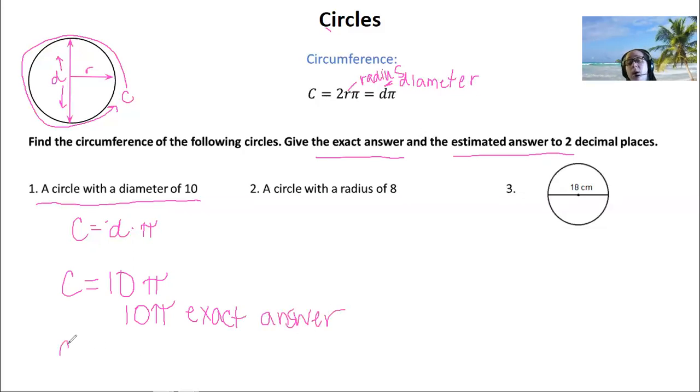Cool. What would I do for my estimated answer? What do you guys think? What would I do? Yeah, I would take 10 times pi. And you'll see some of your assignments tell you to use 3.14. I would prefer if you use the pi key, and I will show you about that.